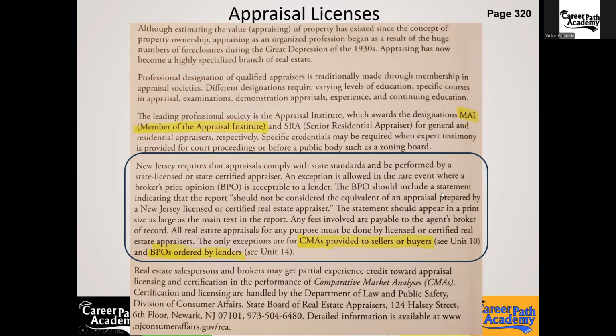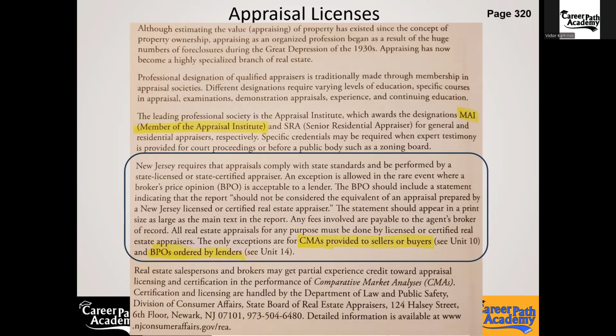So the BPO should include a statement that indicates that the report should not be considered the equivalent of an appraisal prepared by a New Jersey licensed or certified real estate appraiser. So that statement should be on every page of your CMA or BPO. The statement should appear in the print size as large as the main text on the report, so it shouldn't be fine print. And any fees involved are payable to the agent's broker of record if you're doing a BPO. You have to get paid through your broker still, remember? Because who could pay you?